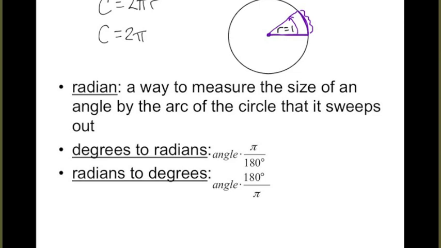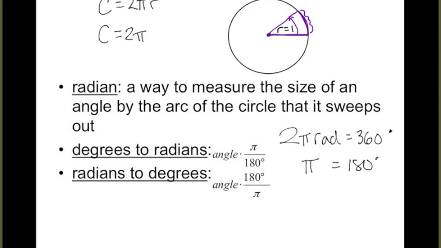The way we are going to convert or switch back and forth between radians and degrees is by saying that 2 pi radians is equal to 360 degrees. Since those are both even, we're going to reduce this down to make it just pi is equal to 180 degrees. This is our conversion factor.